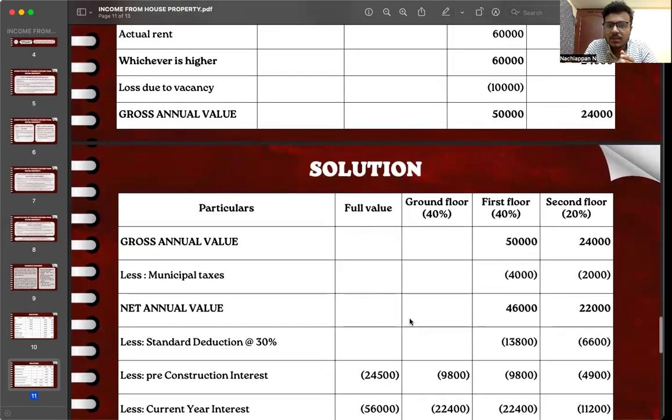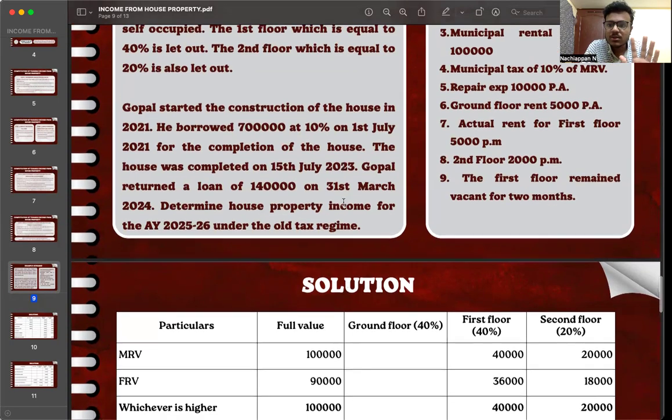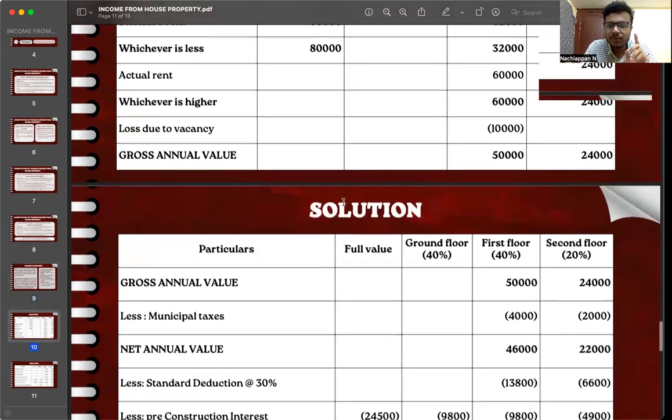Here it is mentioned that Gopal took a loan of 7 lakhs at 10% on 1st July and the house was completed on 15th July 2023. So the pre-construction interest will only be from 1st July 2021 to 31st March 2023. For the first year, it will only be for 9 months, which will be 52,500. And for the second year, it will be 70,000. So in total, 122,500. And we can deduct that in 5 equal installments. So one installment will be 24,500.